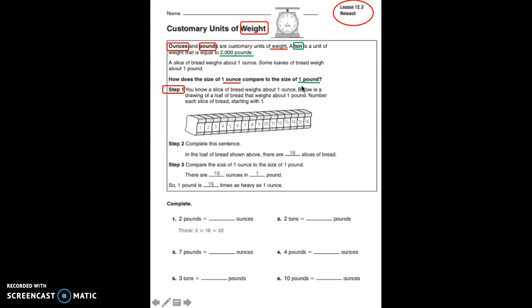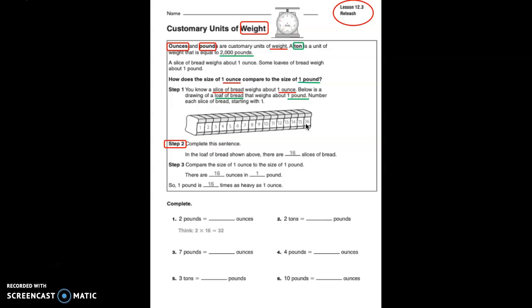How does the size of an ounce compare to the size of a pound? Step 1. You know a slice of bread weighs about 1 ounce. Below is a drawing of a loaf of bread that weighs about 1 pound. Number each slice of bread starting with 1. So we have a slice of bread is 1 ounce and a loaf of bread is 1 pound. You've seen here that they numbered each slice. They began with 1 and went all the way up to 16. So there are 16 slices of bread.